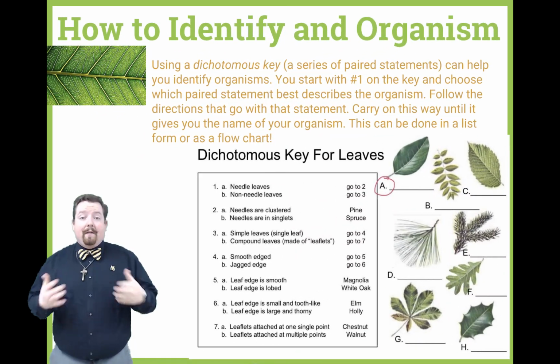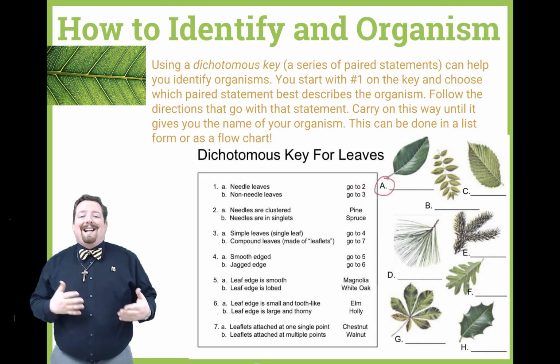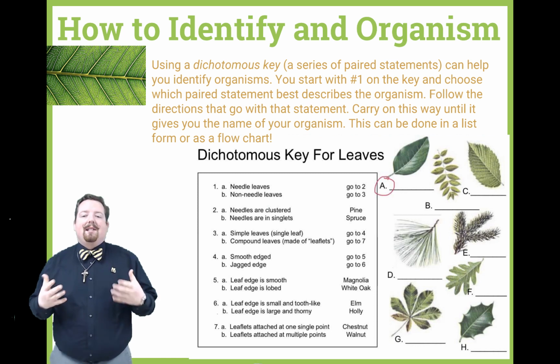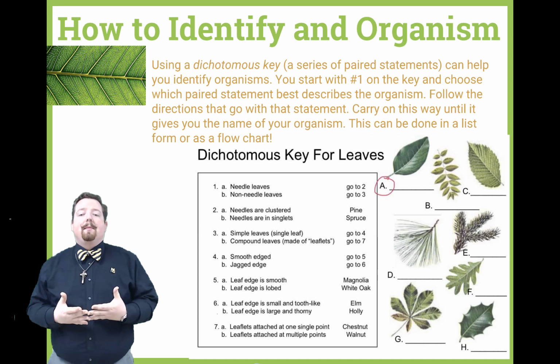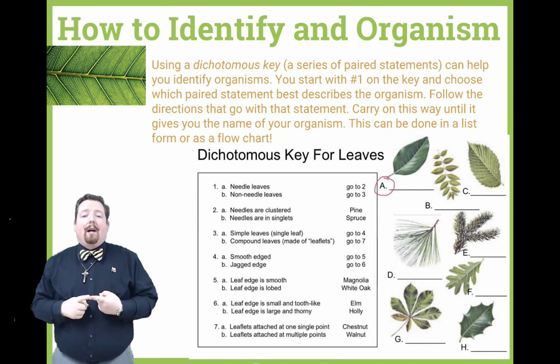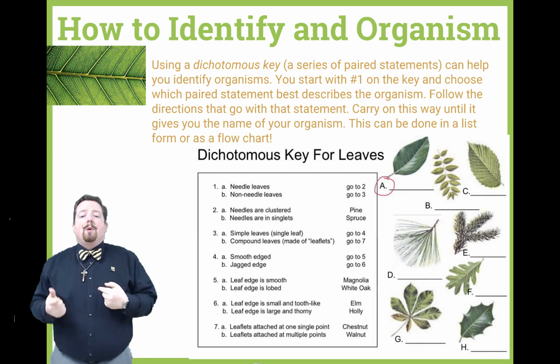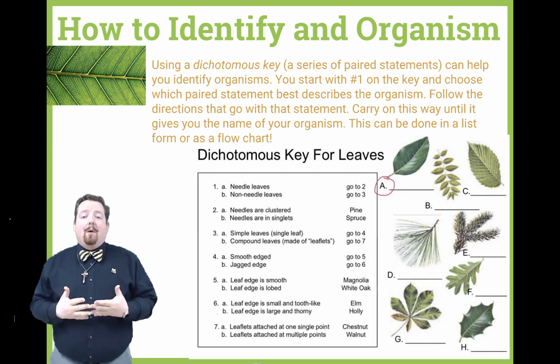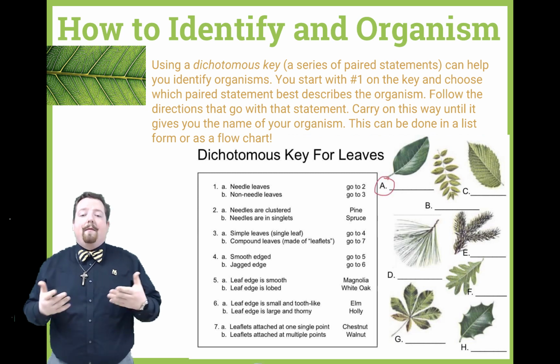In order to identify organisms, we use something called a dichotomous key. That's just a series of paired statements that can help you to figure out what an organism is based on its characteristics. You always start with number 1 on the key, and then choose which paired statement best describes the organism. Once you decide which statement best fits the organism, follow the directions attached to that statement until you land on a name for the organism.